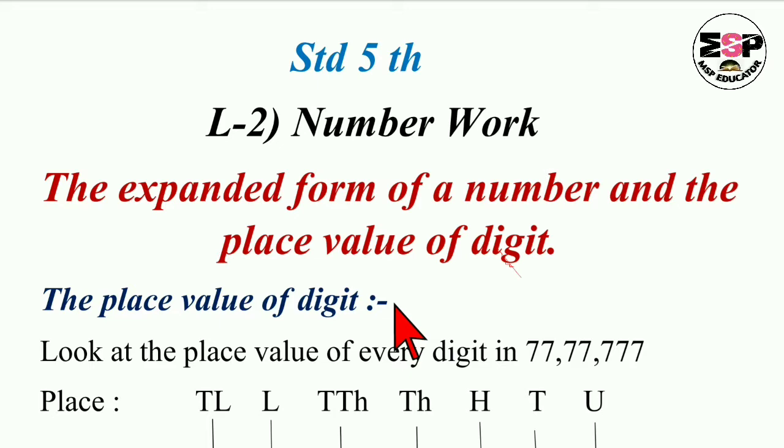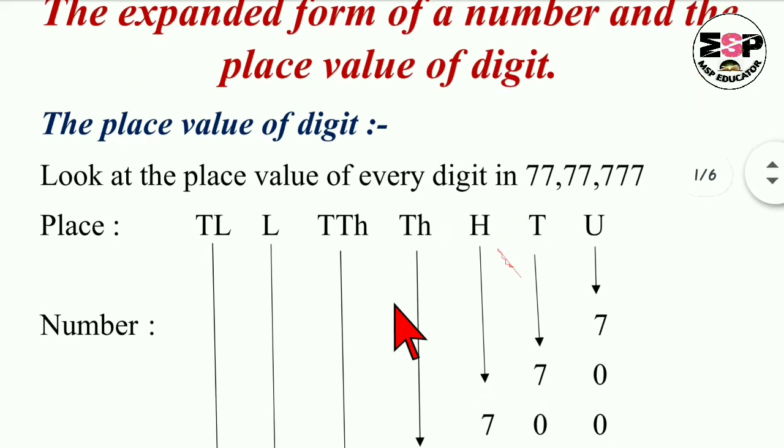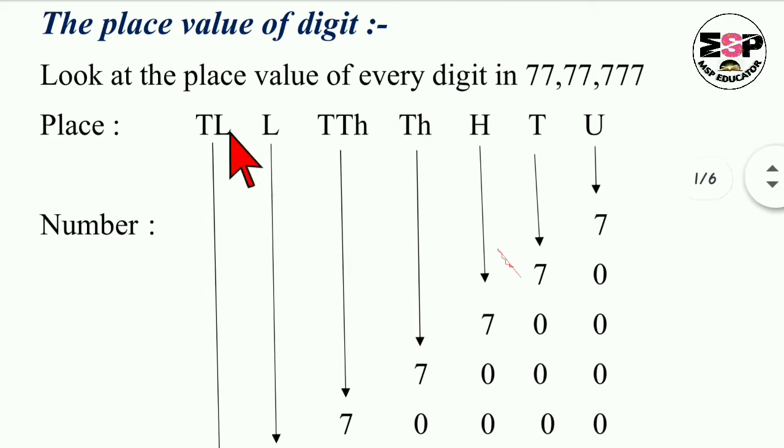And dear students, why are we finding the place value of the digit? Can you guess? What is the need to find out the place value of the digit? Look at the place value of every digit in 77,77,777. You have to observe this number carefully.